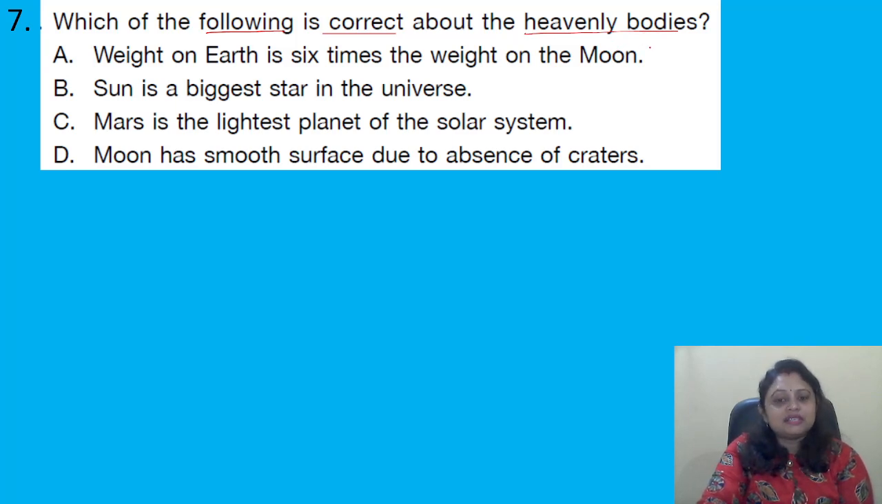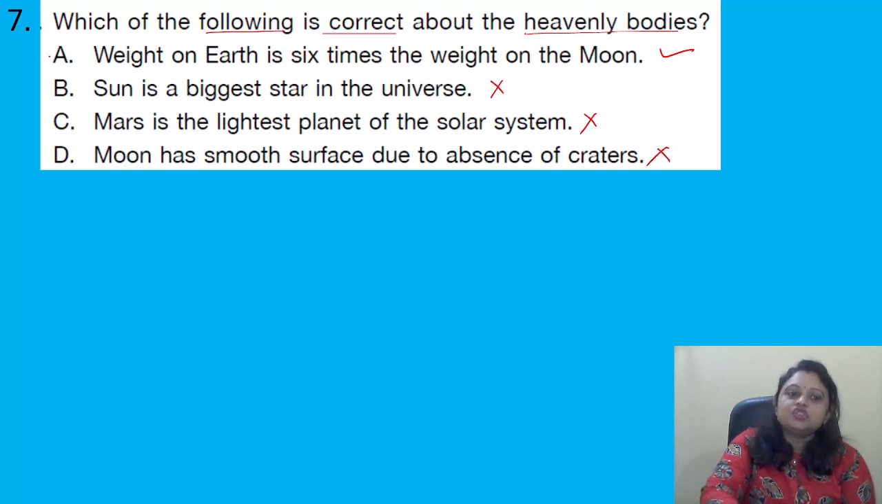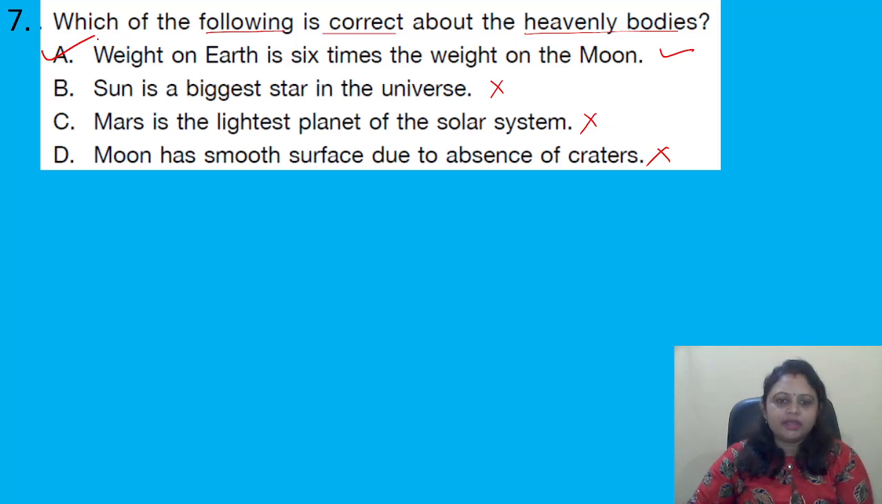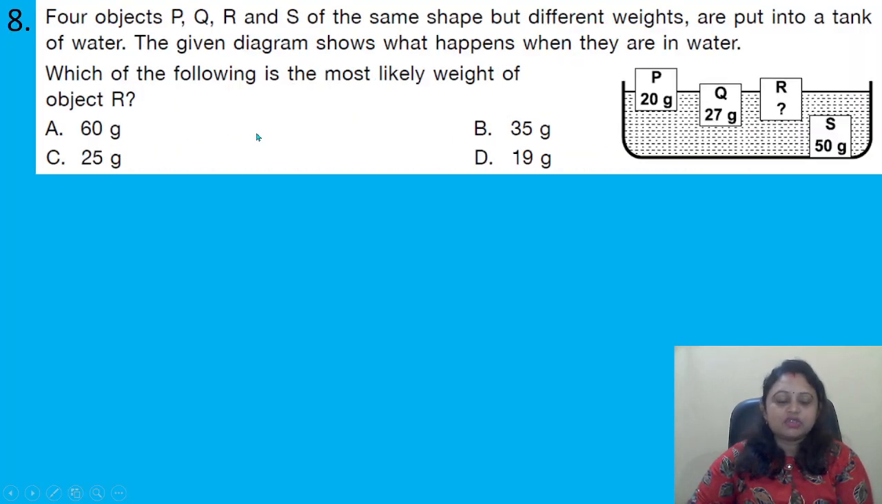Weight on earth is 6 times the weight on the moon. Yes, this one is correct. Next, sun is the biggest star? No. Mars is the lightest planet? No. Moon has a smooth surface? No, this is also not correct. So correct answer is option A. And why is weight on earth 6 times the weight on the moon? Because gravitational force on earth is 6 times more powerful than that of the moon. Coming to the next question.